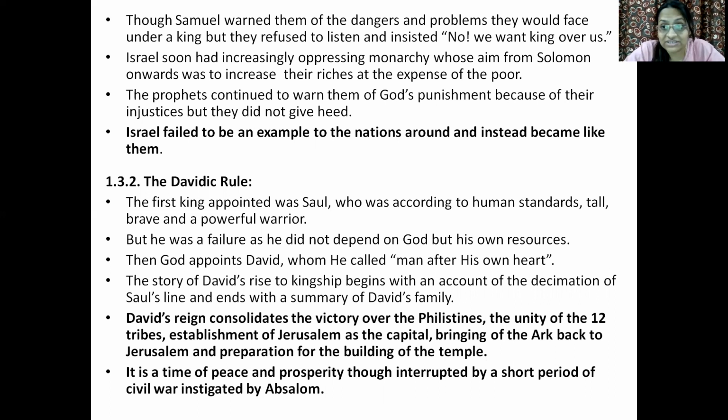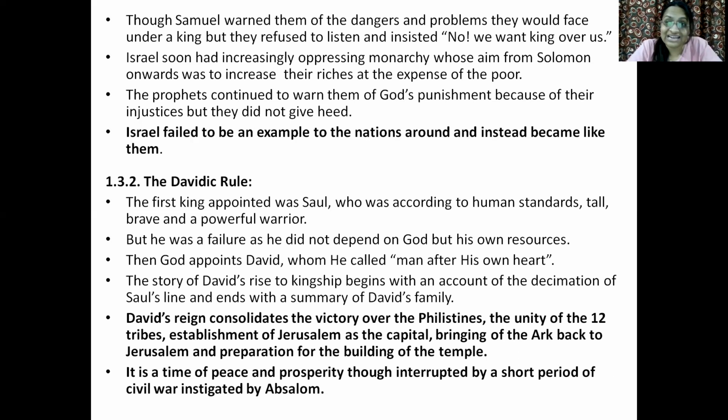So what happens in David's reign? There is victory over the Philistines, and then there is unity. He unites the twelve tribes. He establishes Jerusalem as the capital, and he brings the ark back to Jerusalem. And the last thing we can see is that he prepares for the building of the temple.